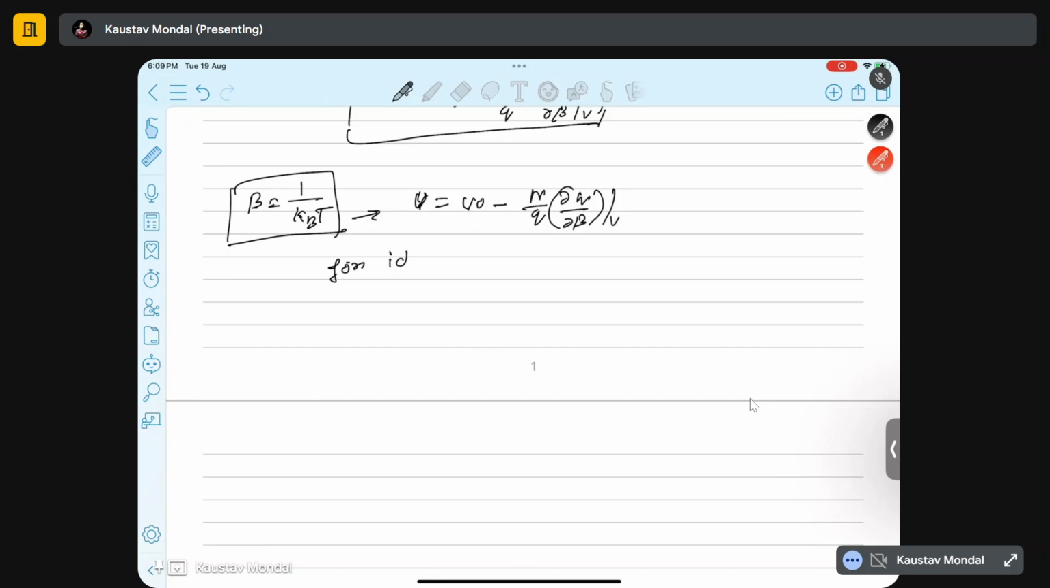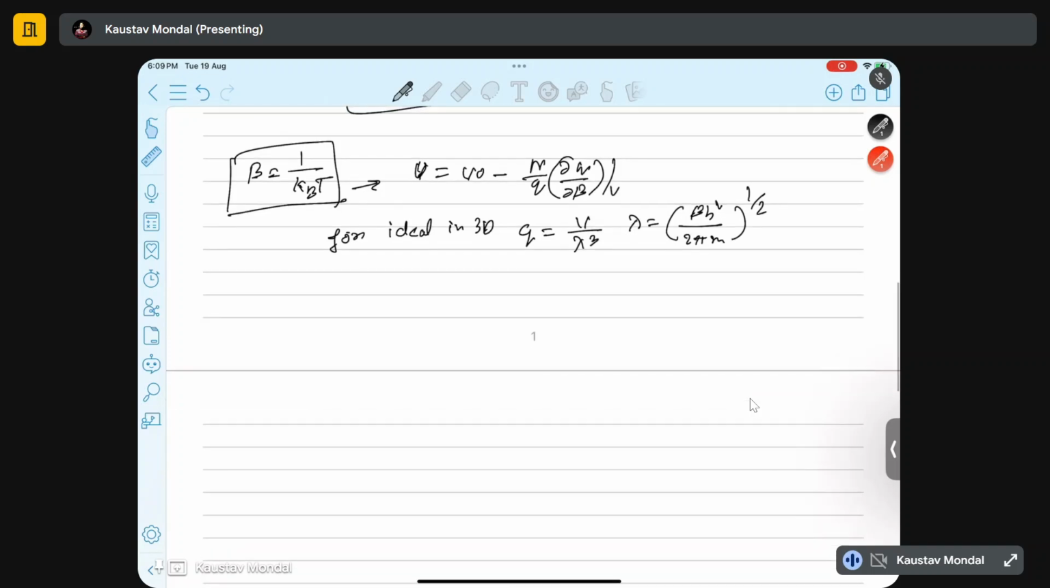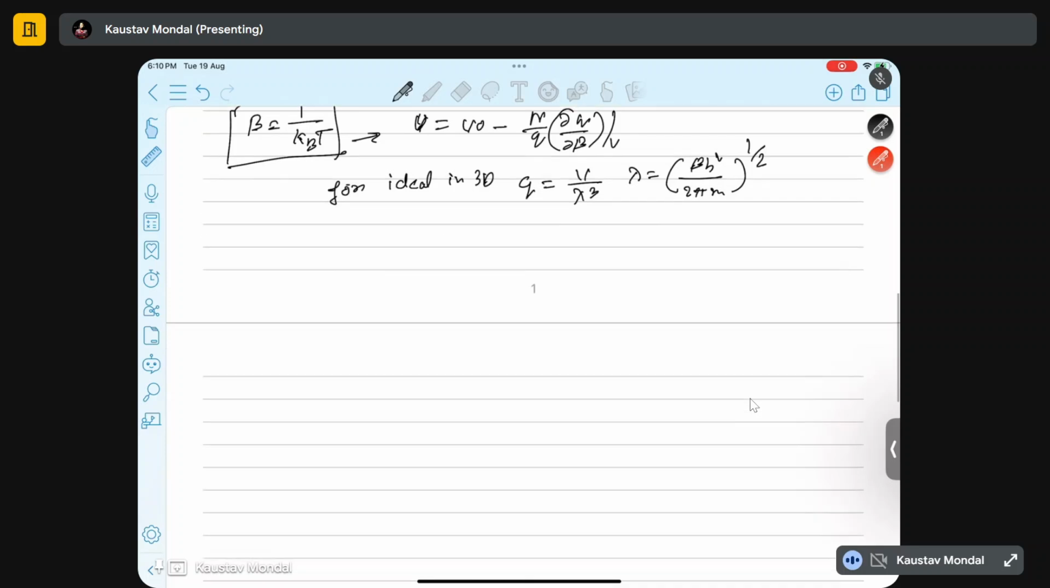For an ideal gas in 3D, we know the partition function is like this: V over lambda cubed, where lambda is the thermal wavelength. This expression we got from a particle trapped inside a 3D box, the translational partition function of a particle that is trapped in a 3D box. That situation is actually the same as the case of an ideal gas. Ideal gas also you can consider as a particle which is trapped inside a 3D box. So that's why we are using the same translational partition function here also.